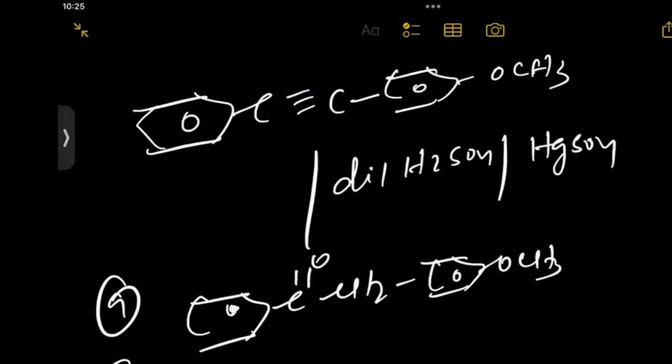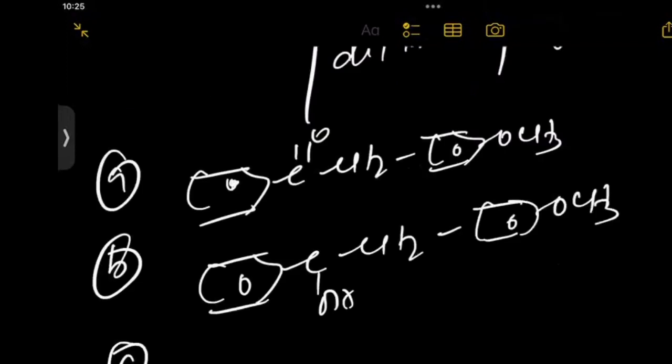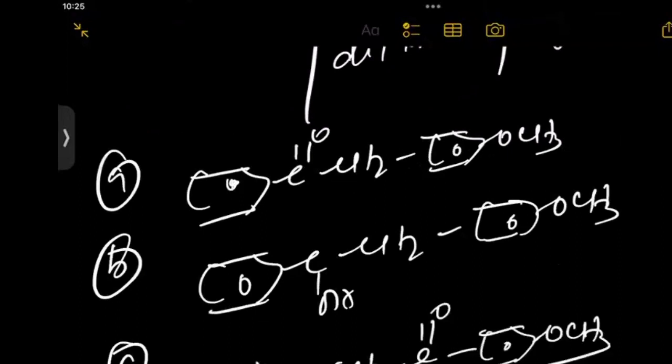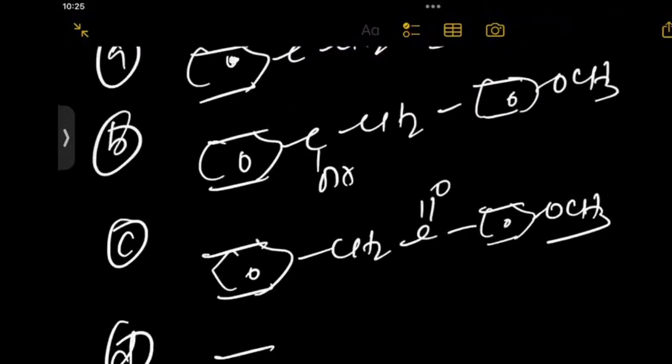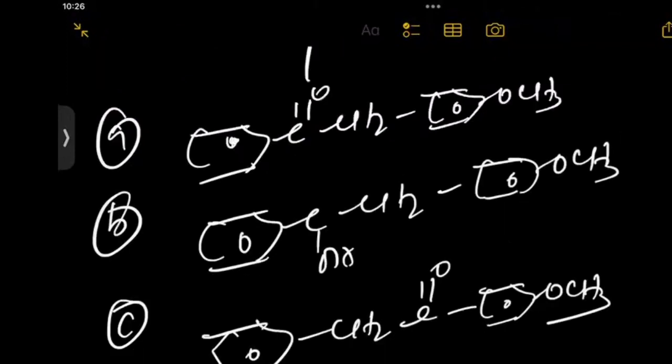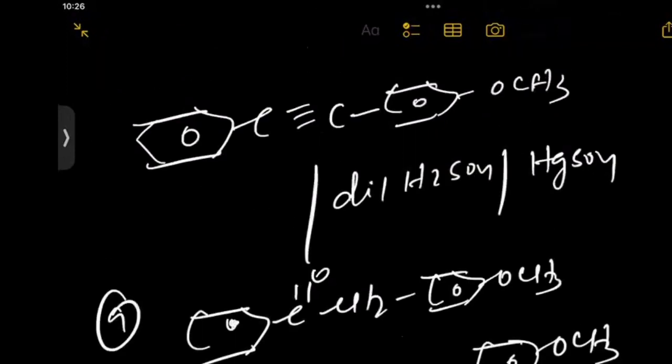Benzene C, OH, CH2, and here is the benzene OCH3, and here is the C. Here is the benzene and CH2, C double bond O, benzene OCH3, and the D is here benzene, right? So CH2, CH, OH, and here is the benzene OCH3. Now you tell me which option is correct. Already you have done the mechanism, so you tell me which option is correct.